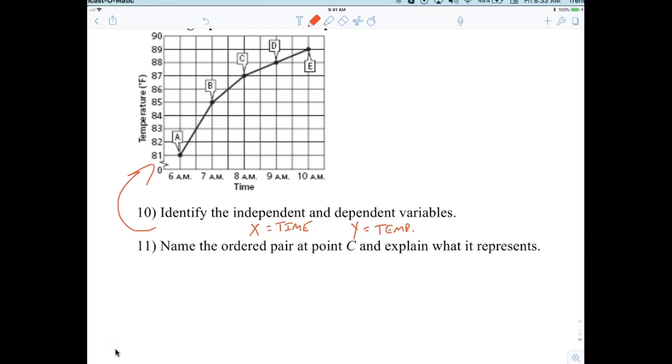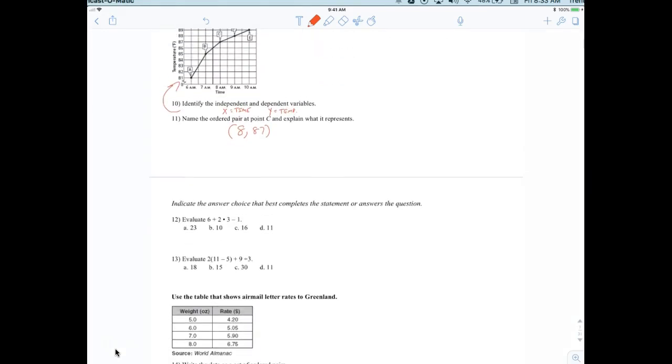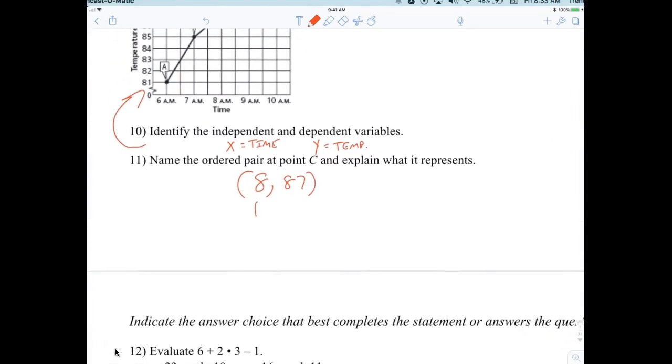Name the ordered pair at point C. So you would say 8, 87. Moving on. So to explain what it represents, the 8 would represent time, and the 87 would represent the degrees, or the temperature.